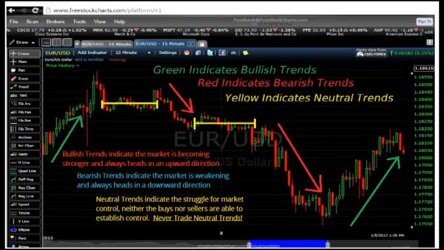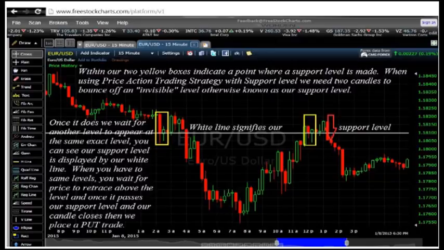These are always heading downward. The bullish are always heading upward. And the neutral trends indicate the struggle for market control. Neither the buyers nor the sellers are able to establish control. And like I said earlier, never trade neutral trends.